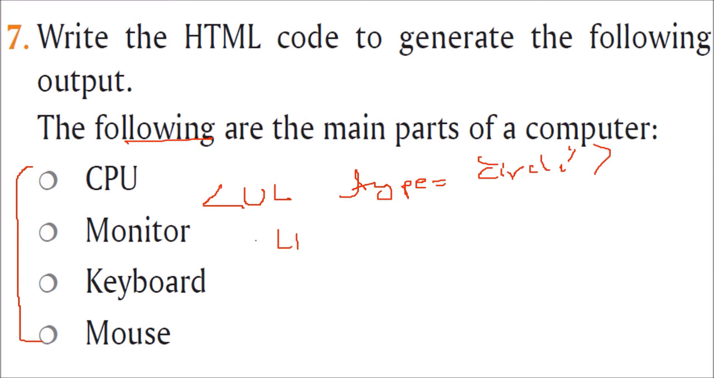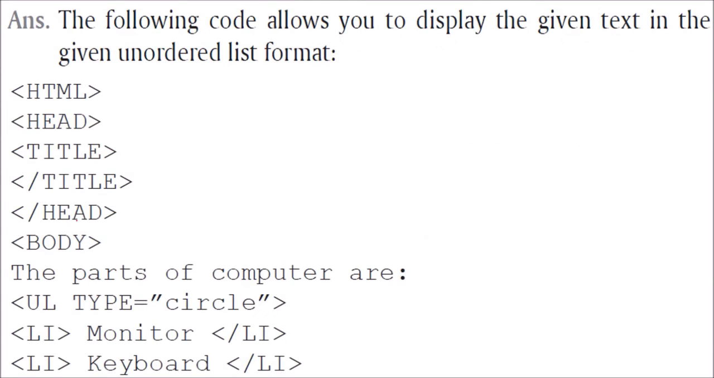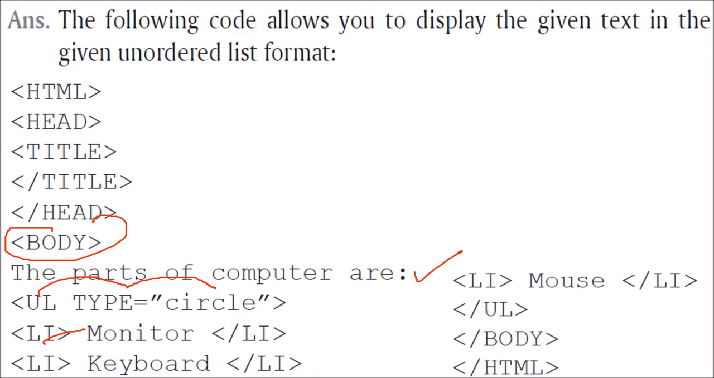Then inside this we will have list items, and first will be CPU, then monitor, then keyboard, mouse, like this. So this will be inside your body. First the part of the computer will be written just like this, unordered list, type equal to circle. These are the list content. One more content was there. So just end with UL.